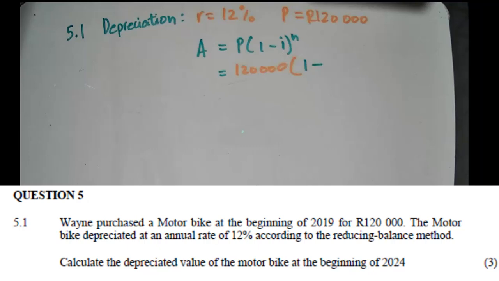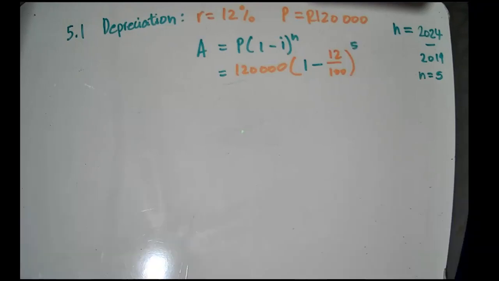Right, now substitute your P value, 1 minus, what is the I? Now the I is the decimal interest rate. If you look at here, R is 12%, it is not divided by 100. You need to divide it by 100 or substitute it like that. Now the N we are going to have to calculate because they gave us 2 years. The year there was 2019 and 2024. So subtract the 2 years with a calculator, 2024 minus 2019, you will get the answer 5. So this means N is equal to 5.